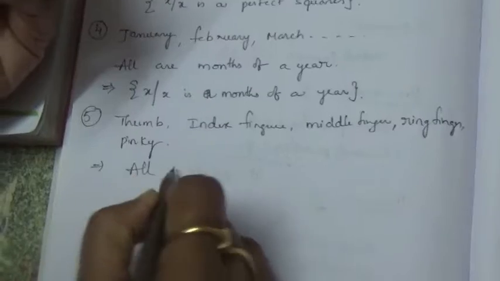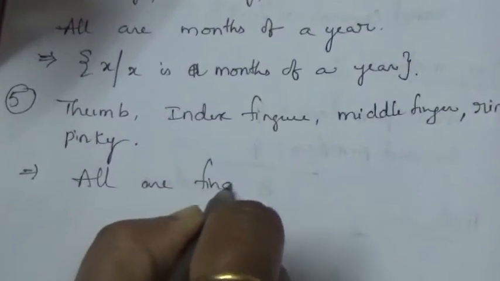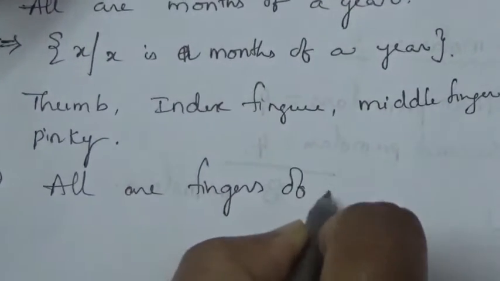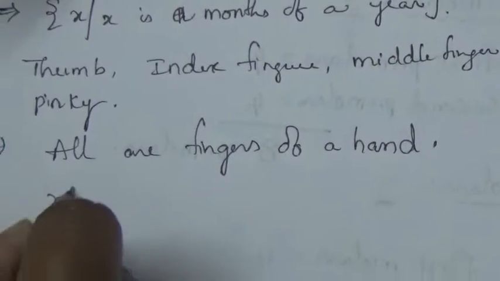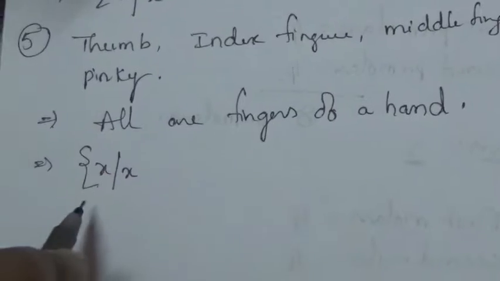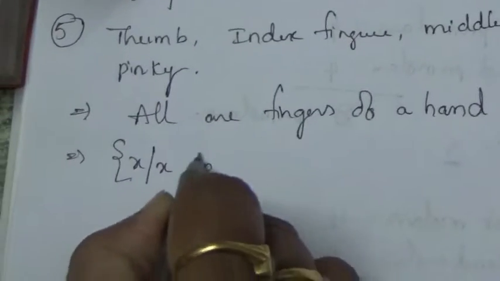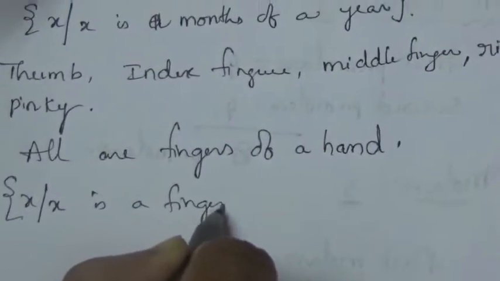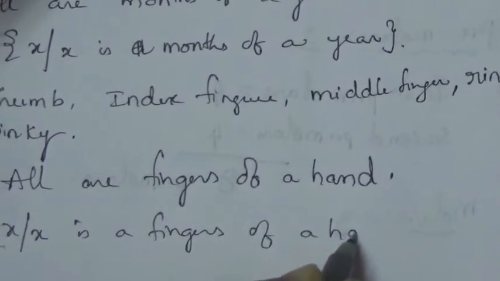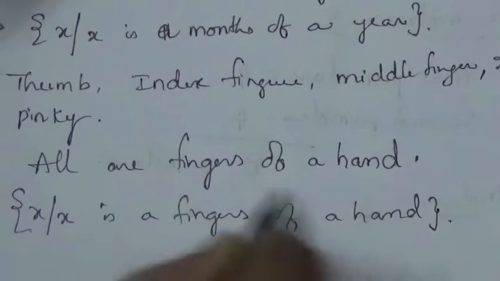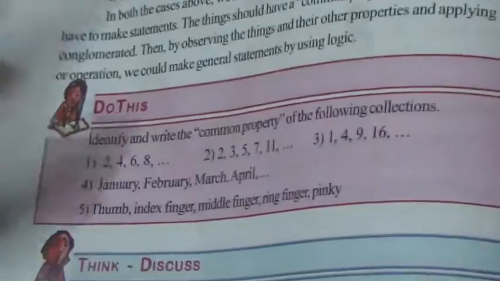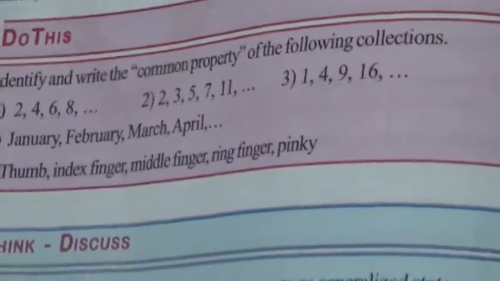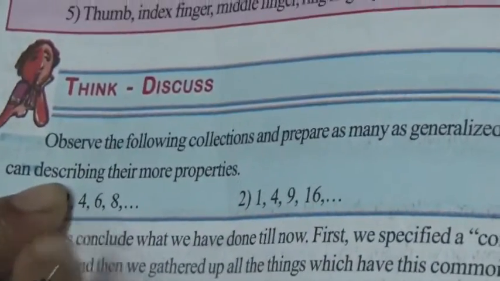So all are fingers of a hand, and we write it as curly bracket start x colon x is a finger of a hand. That was the common property, right. The first do this is completed in this paper. Okay, now we will go to think and discuss.